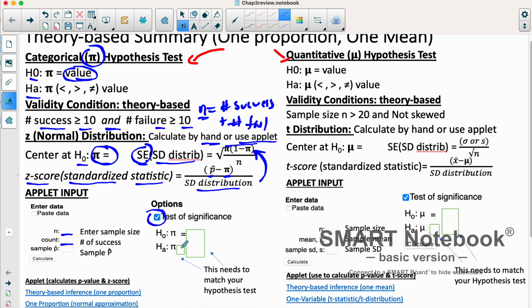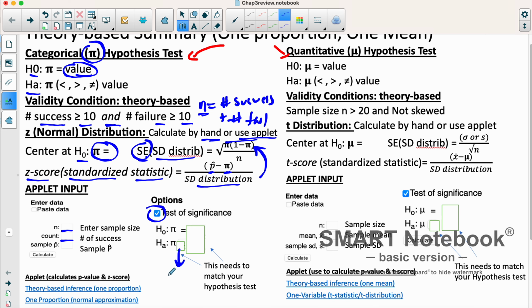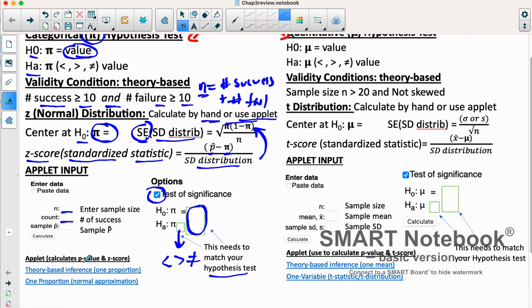So this here is going to have to have either the sign less than, greater than, or not equal to, and the values we put in here need to match our null. All right. And then the applet is going to calculate the p-value and the z-score. There'll be links to these applets here that I will post as well.